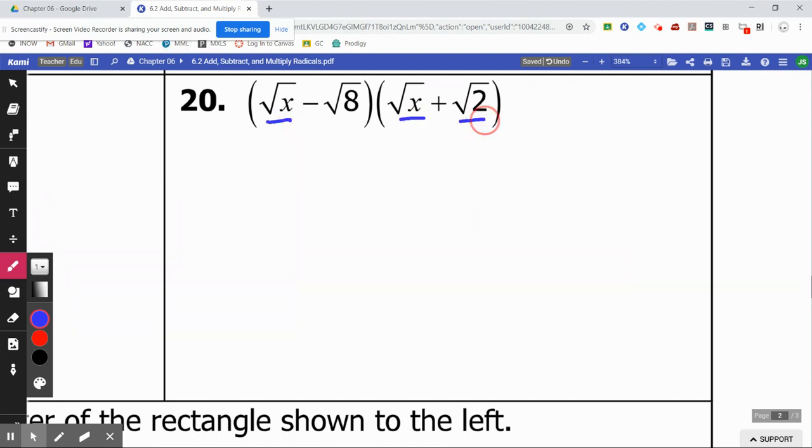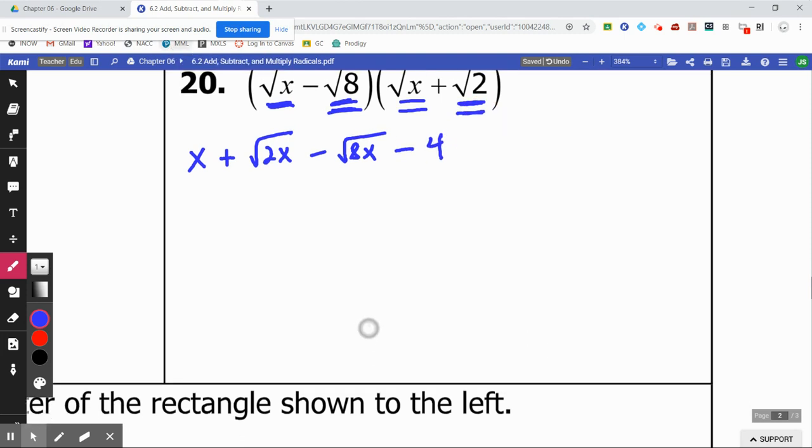Square root of x times both of these is going to be the square root of x times itself removes that radical. Square root of x times 2 is a positive square root of 2x. Multiply root 8 times both of these, negative root 8. The negative square root of 8 and the positive square root of x will be negative square root of 8x. And then the square root of 8 times square root of 2 will be a negative square root of 16, which you can go ahead and clean up if you'd like to.